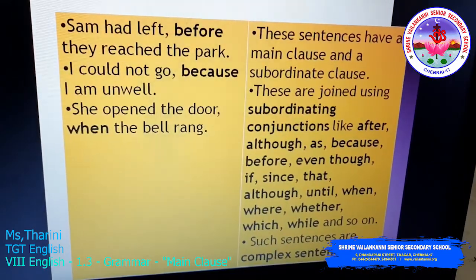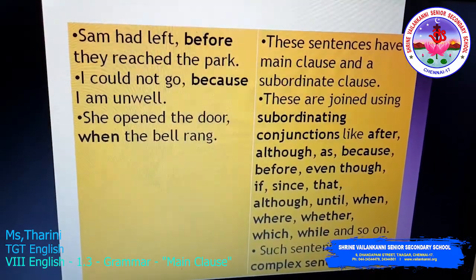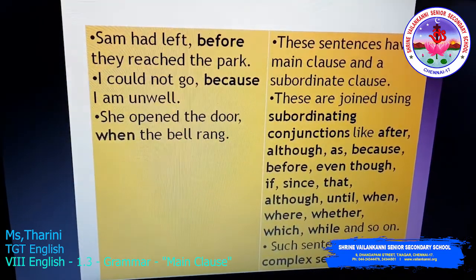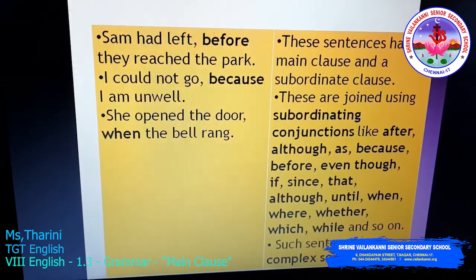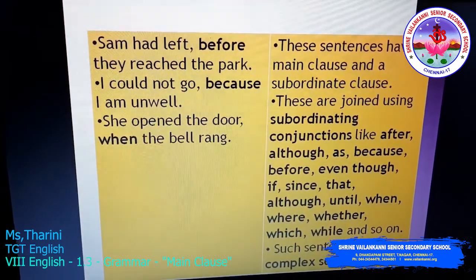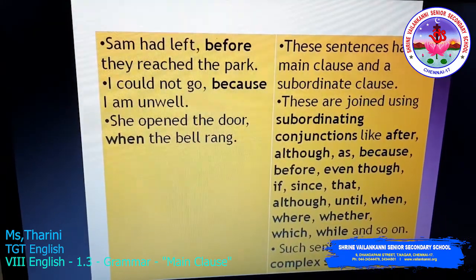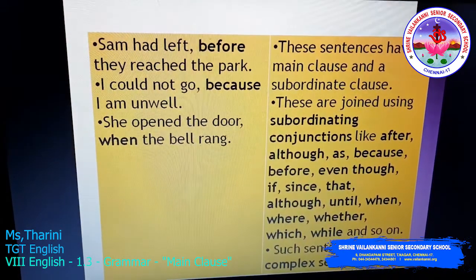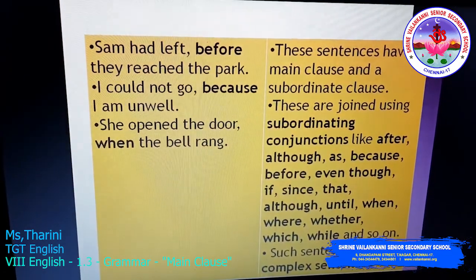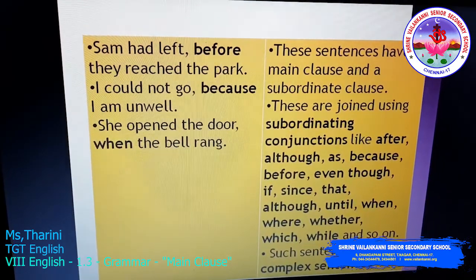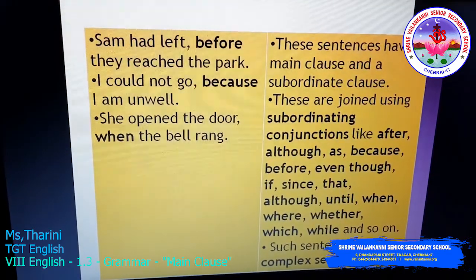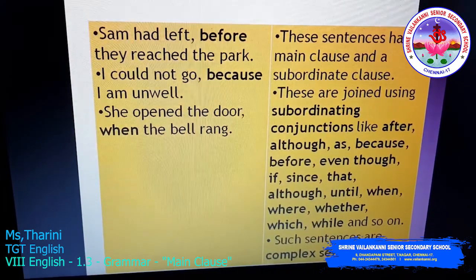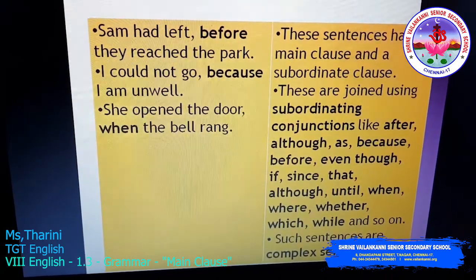Yes? Sam had left before they reached the park. I could not go because I am unwell. She opened the door when the bell rang. So from these sentences you can see that there is a main clause and a dependent clause which is dependent on the main clause. So what is that called? Subordinate clause. These sentences have a main clause and a subordinate clause. These are joined using subordinating conjunctions like after, although, as, because, before, even though, if, since, that, until, when, where, whether, which, while, and so on. Such sentences are called complex sentences.